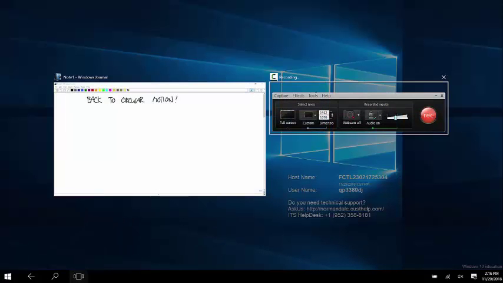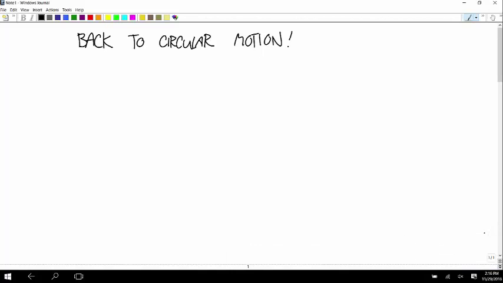Okay, so back to circular motion. We did an example. We did the airplane example last time. Let's do an example now of non-uniform circular motion.